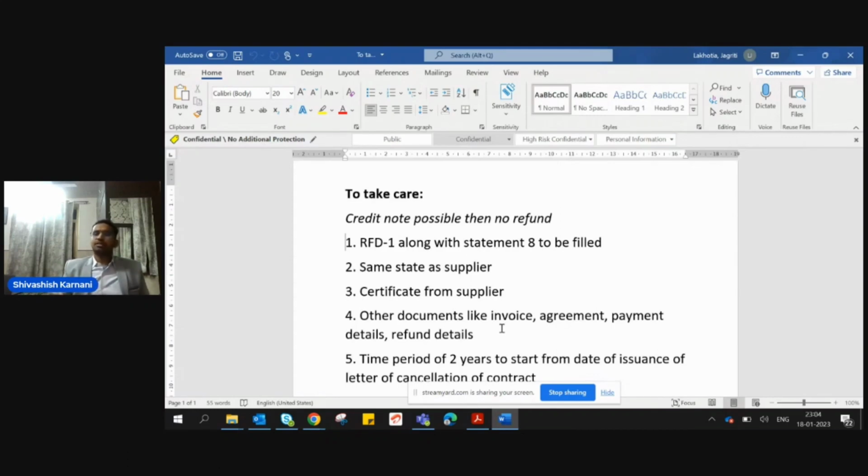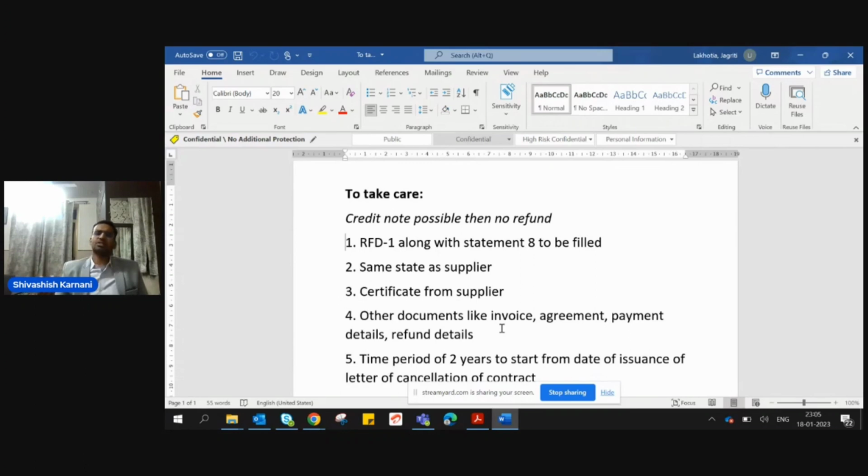Now, the last point is the time period of 2 years, which starts from the date of issuance of the letter of cancellation of contract. Section 54 says that the application for refund has to be filed within 2 years from the relevant date. Now, what is the relevant date? The relevant date is the date of issuance of the letter of cancellation of contract. Let's take an example.